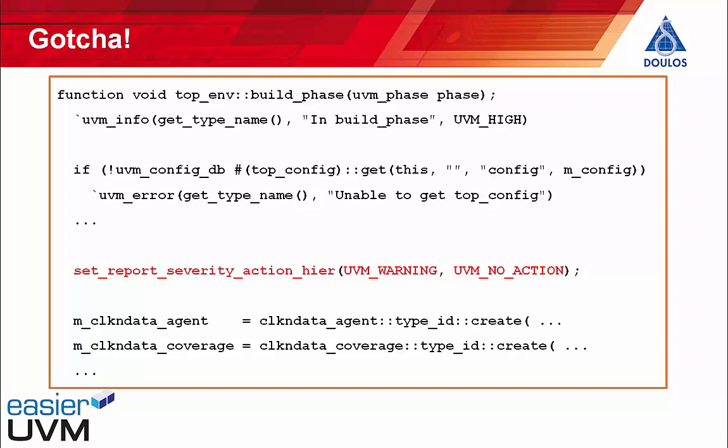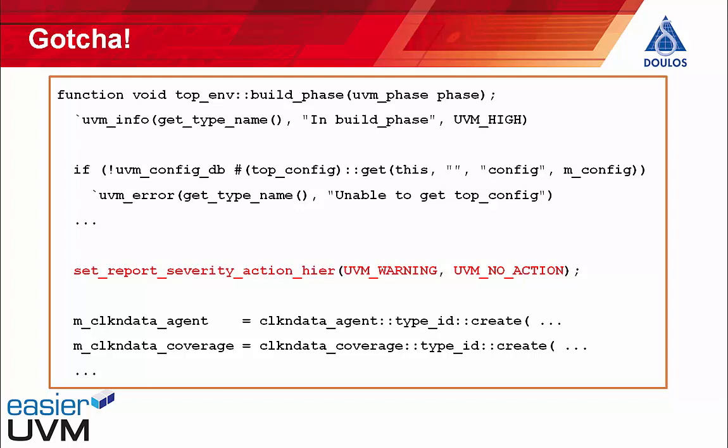And that will have the desired effect in the sense that it will set an action for the current component. However, what we're doing here is calling set report severity action hierarchical. We mean this action to apply to this current component and to all of its children. But it's not going to do what we might hope it to do because we haven't created any children yet. Set report severity action hierarchical is a method of a component, and for that method to work, the components in question have to exist. But we haven't created the children yet.